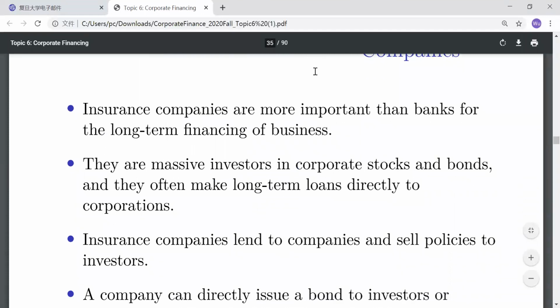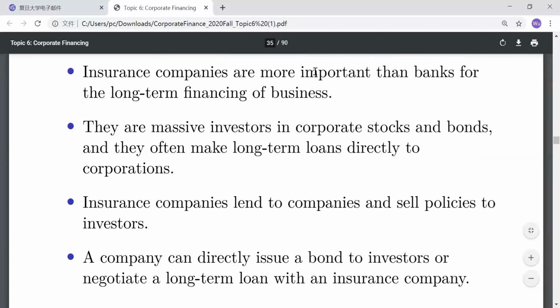And insurance companies are also financial institutions, right? What they do is they typically sell insurance policies. And they're actually more important than banks for long-term financing of businesses because they are quite long-run oriented, right? Because when they issue insurance policies, that's typically 10 years, 20 years, 30 years. That's why the nature of their business is longer term. So they are massive investors in corporate stocks and bonds, and they also make long-term loans directly to corporations.